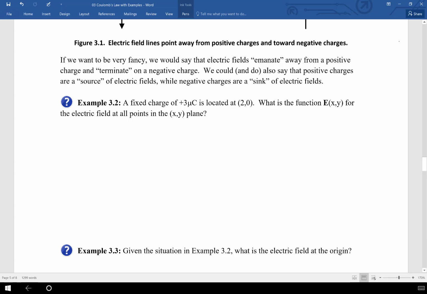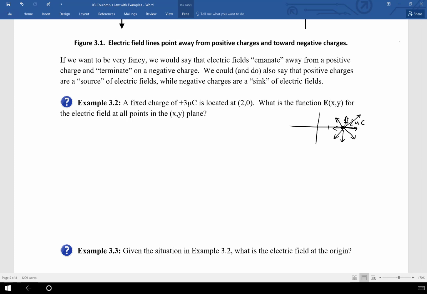I have a fixed charge of 3 microcoulombs. So now we're talking about a more reasonably sized charge that is located at 2, 0. So let's just take a minute here and sketch this. I've got 1, 2, here is my charge, and we've got plus 2 microcoulombs. And we know it's located at 2, 0, and we know that the electric field is going to point away from it in all directions. I'm only showing a few of these directions, but there's actually an infinite number of electric field lines that are pointing away from it.